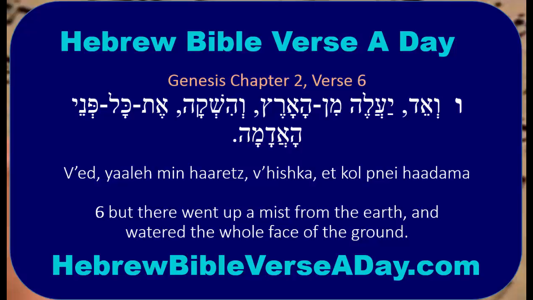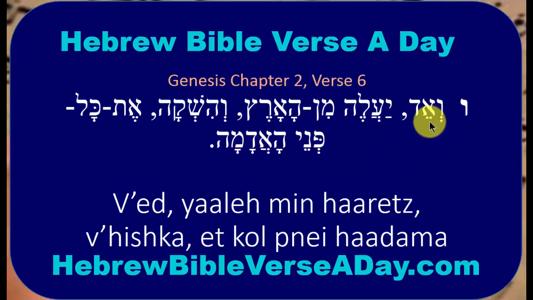Ve'ed ya'aleh min ha'aretz, v'hishka et kol pnei ha'adama. So let's read the English. But there went up a mist from the earth and watered the whole face of the ground. Okay. So ed is mist or vapor.